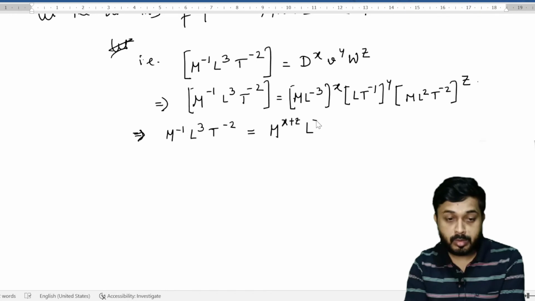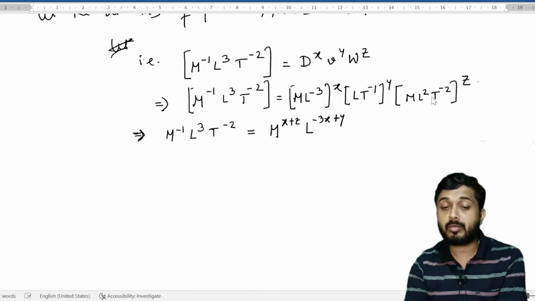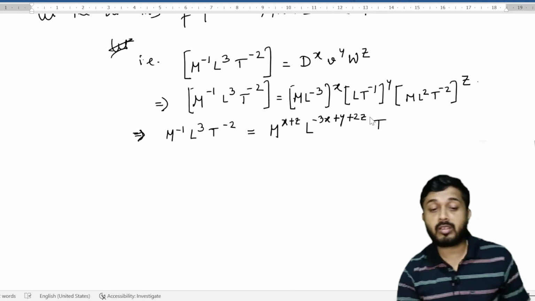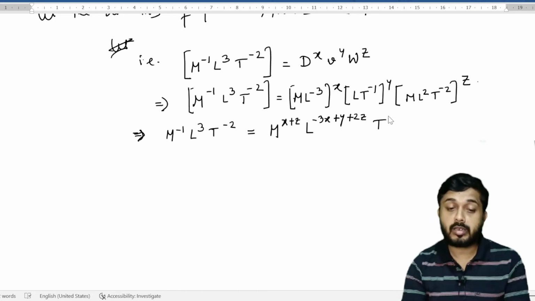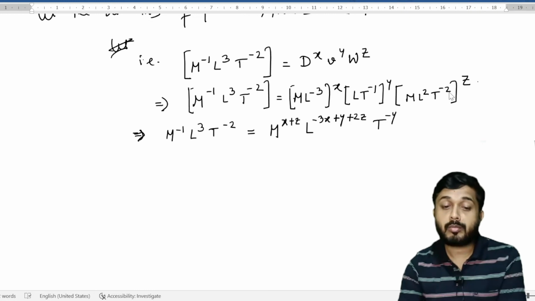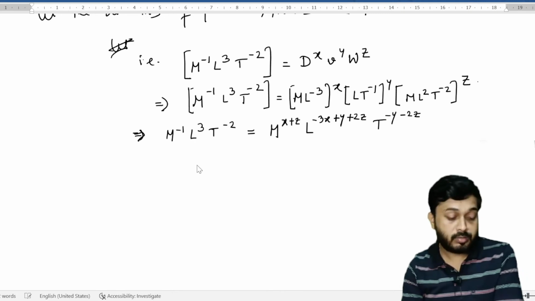So L to the power minus 3x plus y, from this plus y, right, 1 into y, and from this 2z plus 2z. Okay, and what is the power of T coming here? T to the power of minus y minus 2z, right, from this minus 1 into y, from here minus 2 into z, minus 2z. Okay, that is what we are getting from both sides.